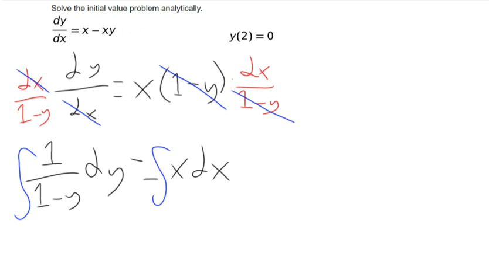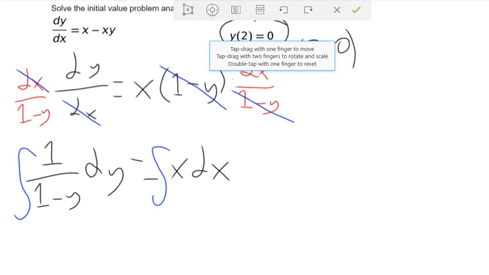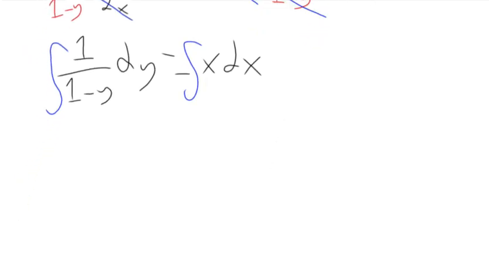And let's also take a note of this condition before I get rid of it. This is the point 2, 0. So the integral of 1 over 1 minus y is going to be natural log absolute value of 1 minus y, but then the reverse chain rule says I have to divide by the derivative in here. So I have to multiply by negative 1 again. And I'm not even going to put down plus c on the left-hand side. I'm just going to put down a plus c on the right. It'll just save me the step of combining the constants.